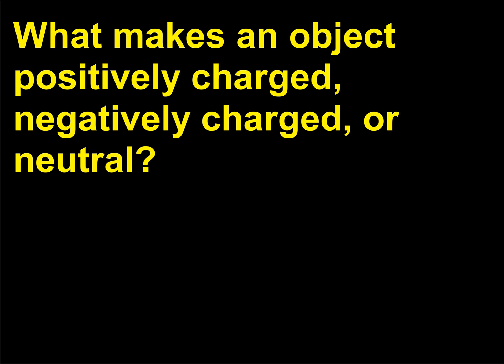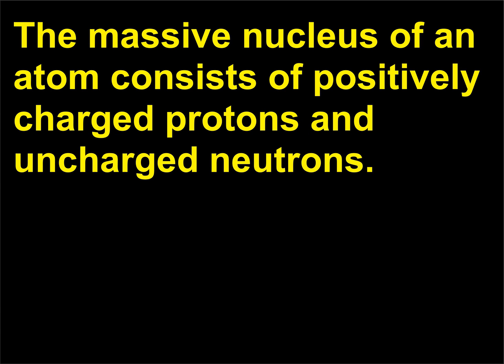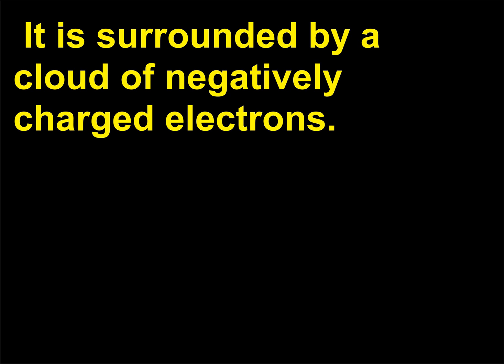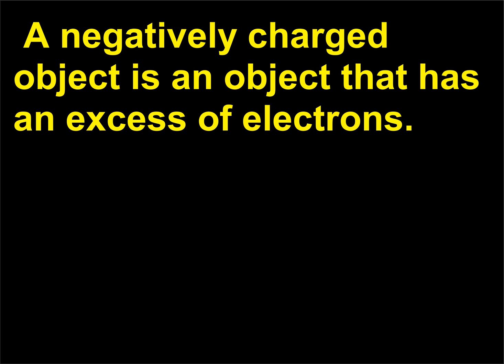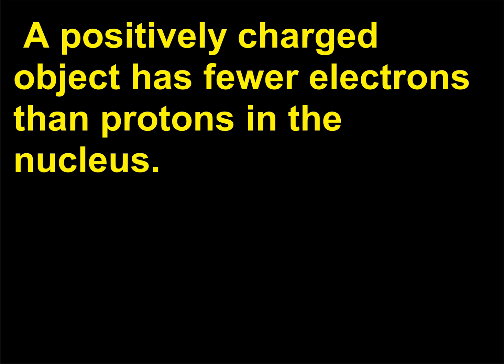What makes an object positively charged, negatively charged, or neutral? The massive nucleus of an atom consists of positively charged protons and uncharged neutrons. It is surrounded by a cloud of negatively charged electrons. Normally atoms are neutral, the number of electrons equals the number of protons in the nucleus. A negatively charged object is an object that has an excess of electrons. A positively charged object has fewer electrons than protons in the nucleus.